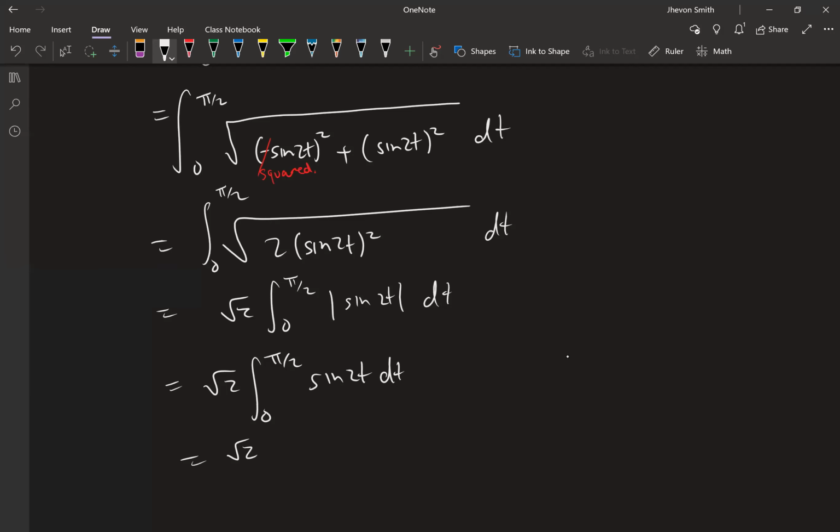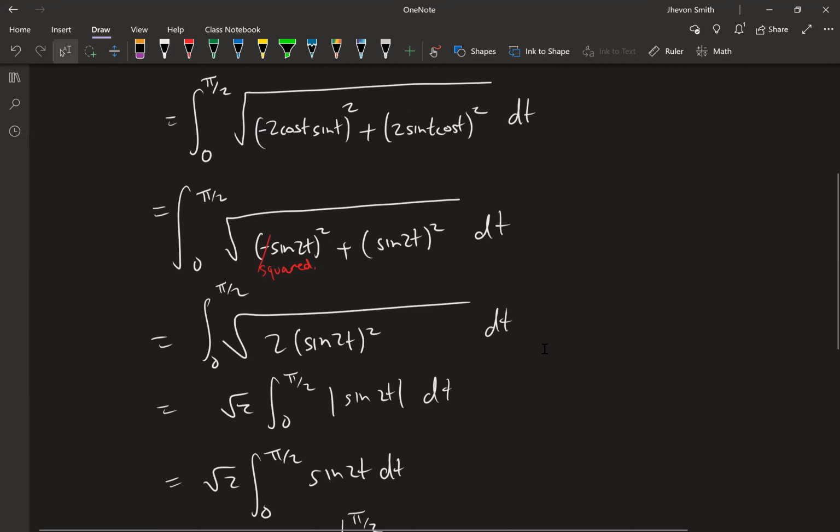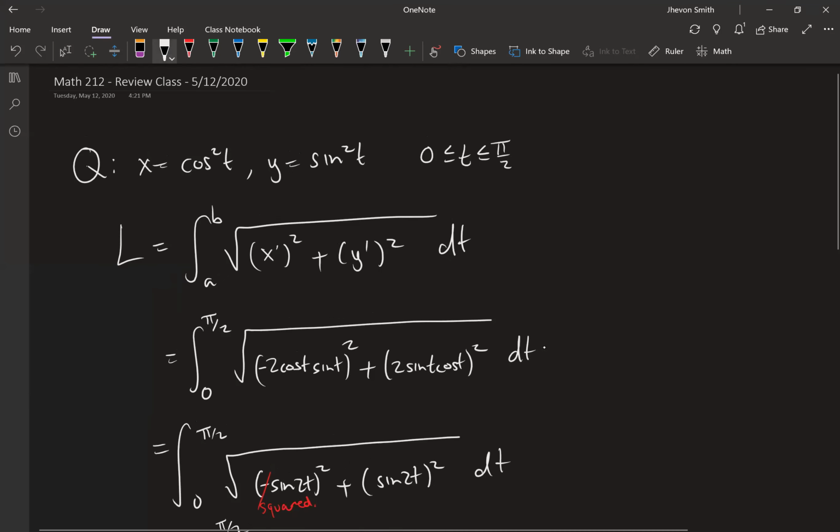So now you just integrate that. You're going to get minus 1/2 cosine 2t. And then, of course, you can finish that. But the important thing is, of course, you need to know this formula. That's how you find the length of a curve.